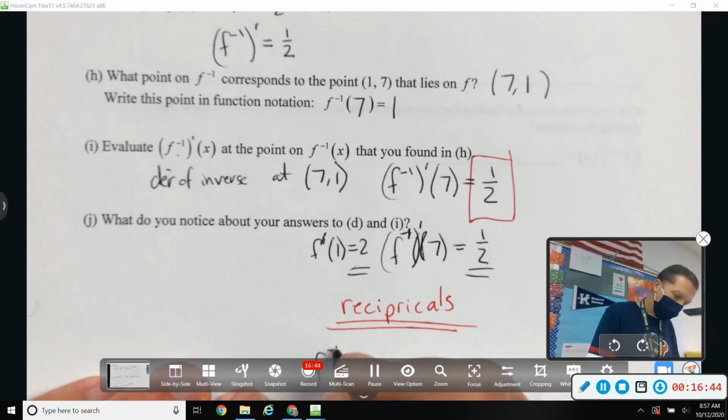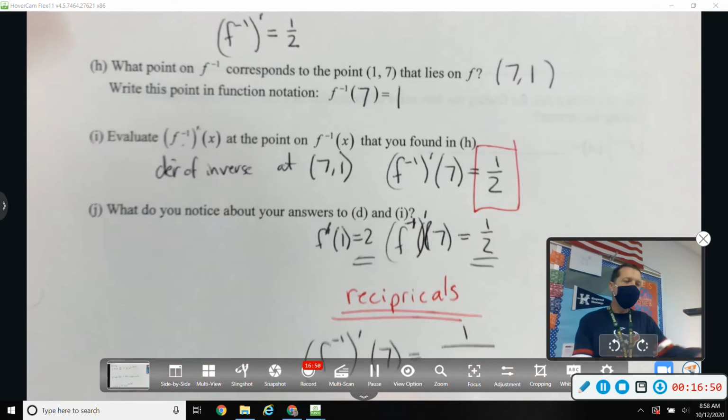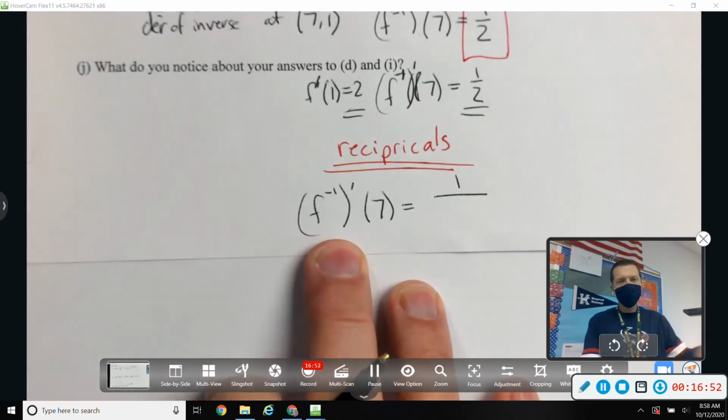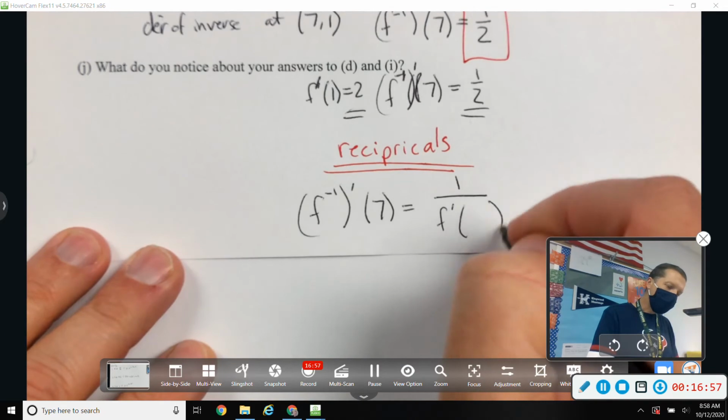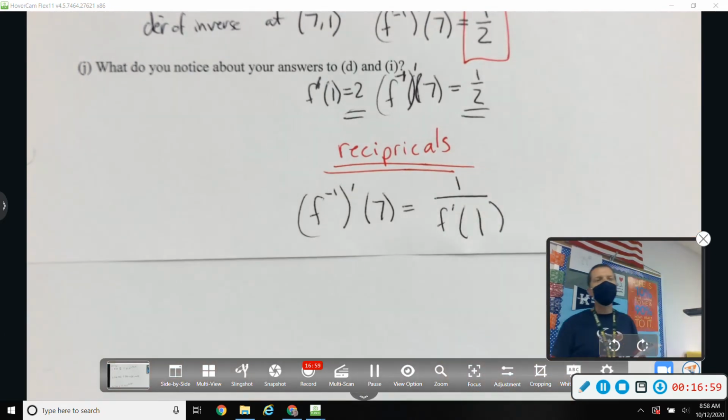So the derivative of the inverse at 7 is 1 over the derivative, not at 7 though, but at the sister point, the matching point, the corresponding point.